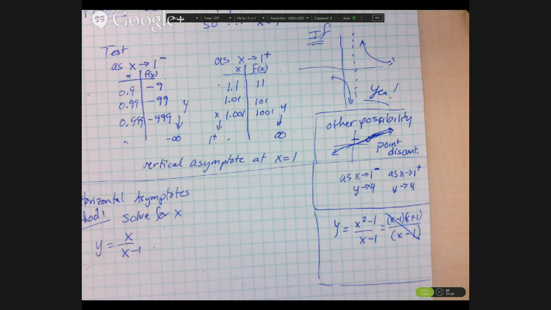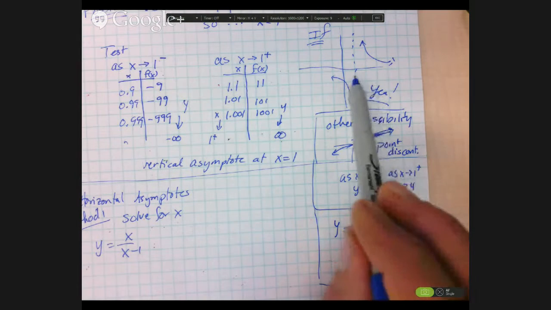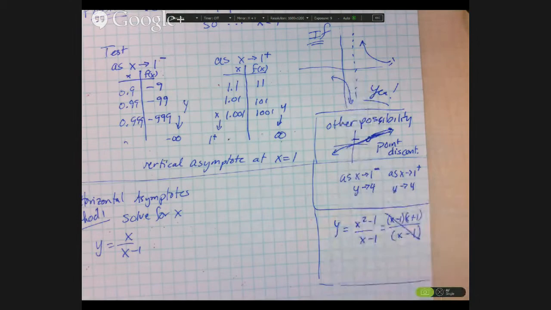Okay, so that's when a point discontinuity occurs. There's the difference. Does that answer your question? All right. It would be at 1, yeah. On this one, the point discontinuity would be at 1. This infinite discontinuity is also at 1. Similar situations, but different results.